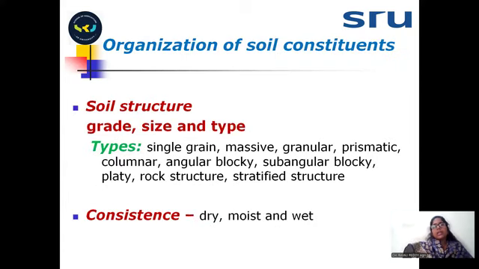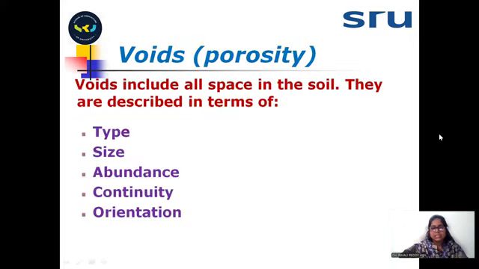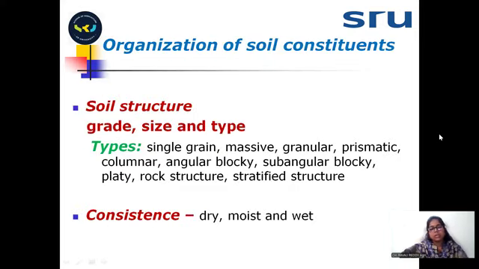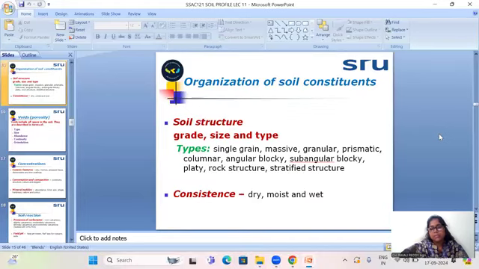Then how are they arranged? The arrangement of these constituents is soil structure. So soil structure based on type, size and grade can also be mentioned. Then consistency. Which consistency is present? Is it wet consistency, dry consistency, or moist consistency? That can also be given.